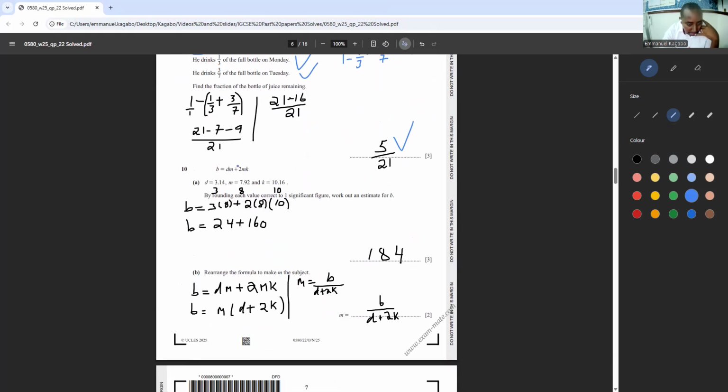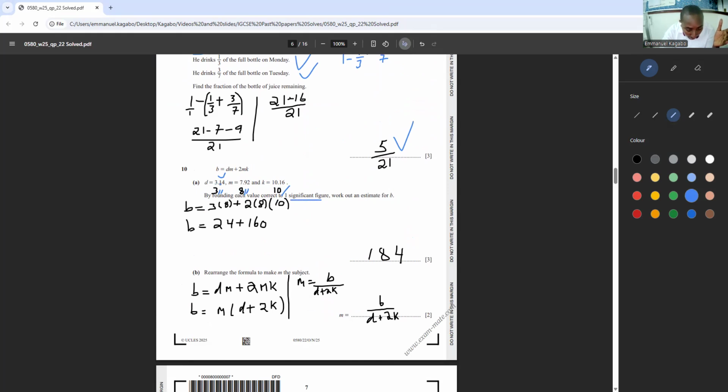Very good. Question 10. B is given by this formula, and then they give you the value of D, the value of M, and the value of K. Then they said, by rounding each value to one significant figure, work out an estimate for the value of B. The trick in the question is the one significant figure. So when I round to one significant figure, I get this one, this one, and this one. One significant figure means I go to this digit.